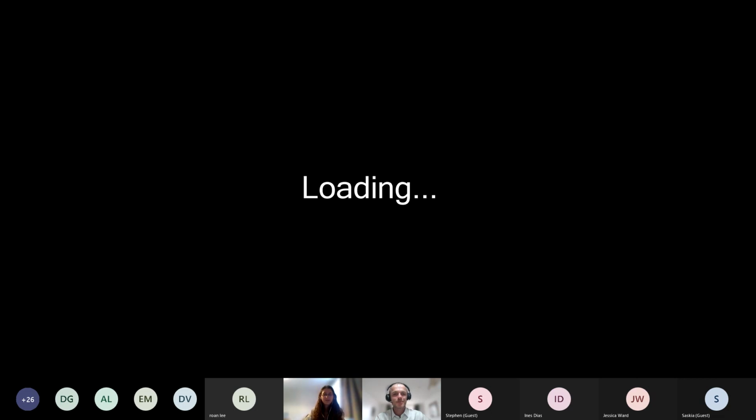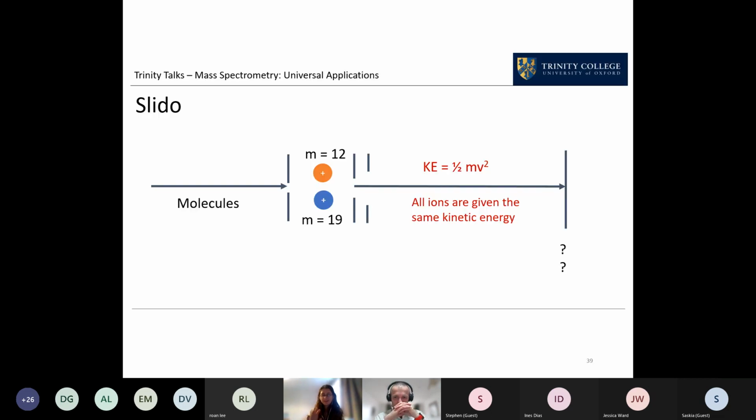So, mass 12, mass 19. Most of you said mass 12. And so I've just rearranged the equation here. You can see that larger mass is on the bottom, little v is velocity. So larger mass means slower velocity. So larger mass takes longer to arrive. So those of you who said mass 12, very well done. The lighter masses hit the detector first. I won't make you do any more maths today, don't worry, I promise. But thank you for giving it a go.